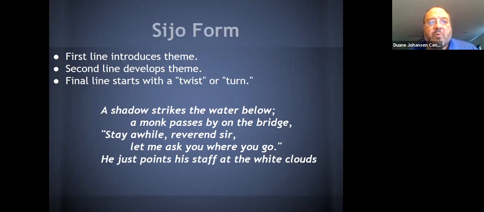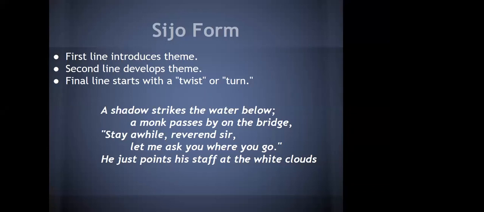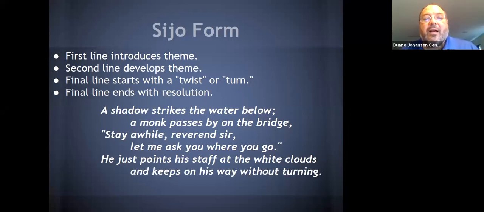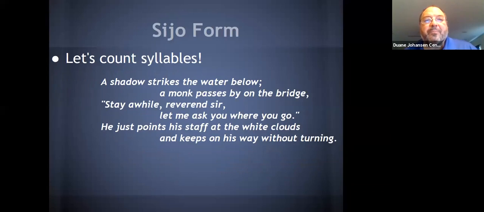In this case, he just points. And we see now that we are taken away from this bridge here down on terra firma, and the monk points to the clouds, changes the question about where you are going completely, and then just keeps on his way without turning or talking, as a monk might do. Okay, there you go. Before we count syllables, give me some ideas about what you see, what you think. What is this poem making you think of?